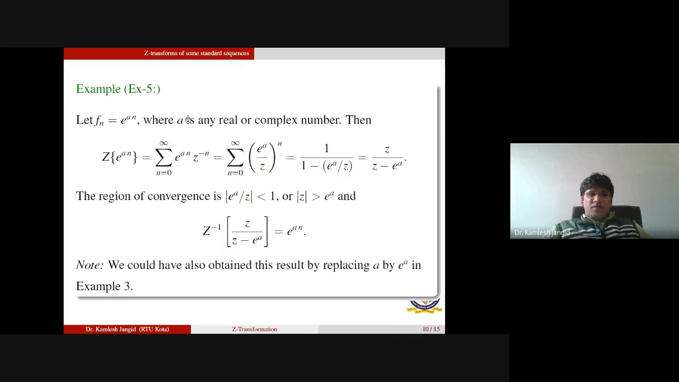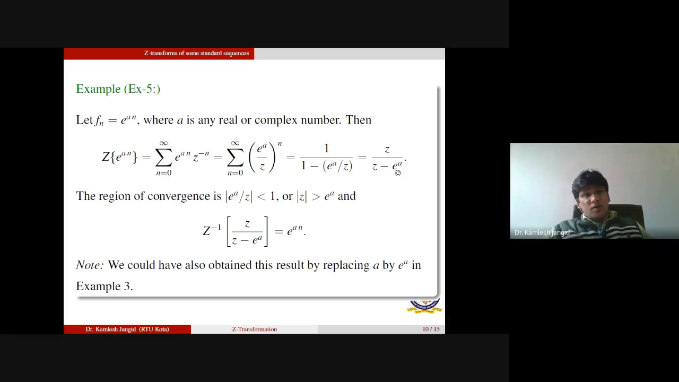Let us see example 5. Let f(n) equals e raised to the power an, where a is any real number or a complex number. Then its z transformation is equal to the summation n from 0 to infinity of e raised to the power an times z to the power minus n. This can also be written as (e raised to the power a upon z) to the power n, and its summation by using the binomial theorem is given by z upon z minus e to the power a.